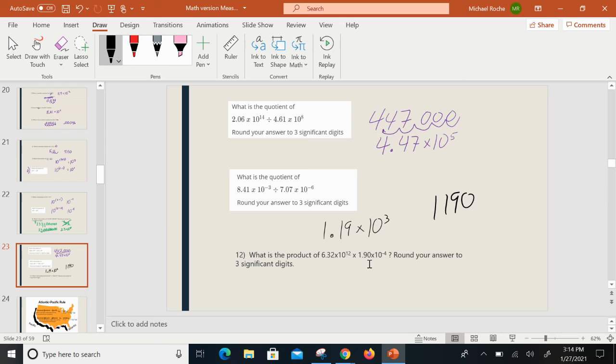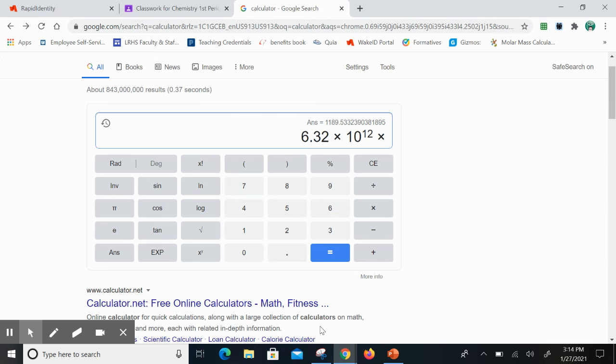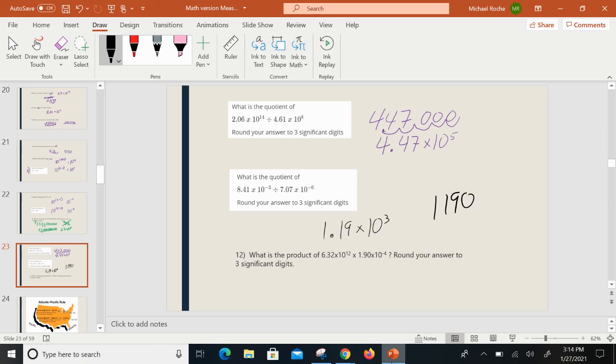Parentheses will be helpful. 1.90 times 10 to the minus 4. So 1.90 times 10 to the minus 4. Enter. All right, so that's the number I get. That's going to be 1, 2, 3, 4, 5, 6, 7, 8, 9. So 1.2 times 10 to the ninth, but it wants it to be in 3 significant digits. So 1.20 times 10 to the ninth is the best way to do that.